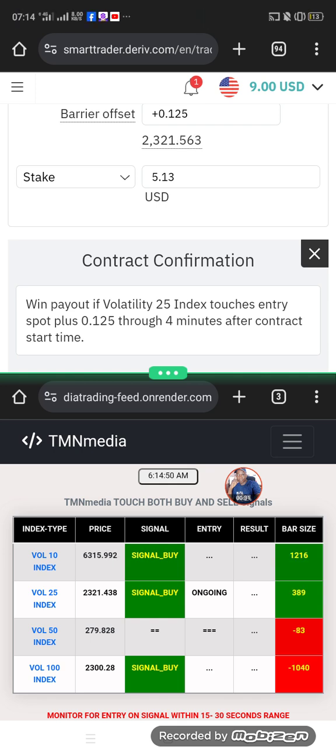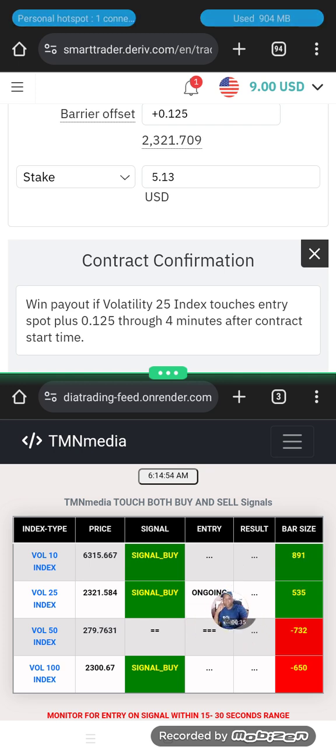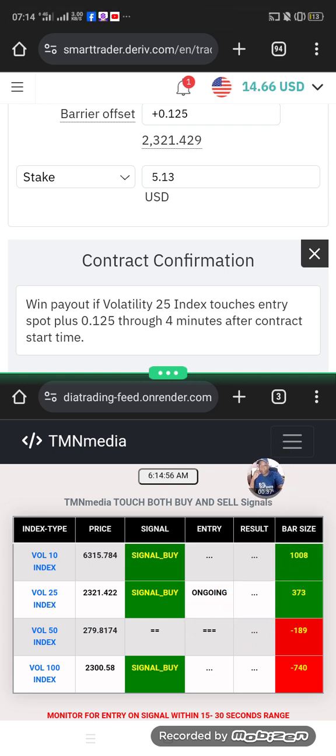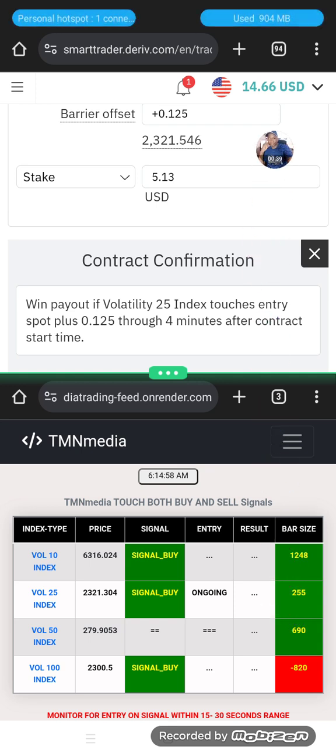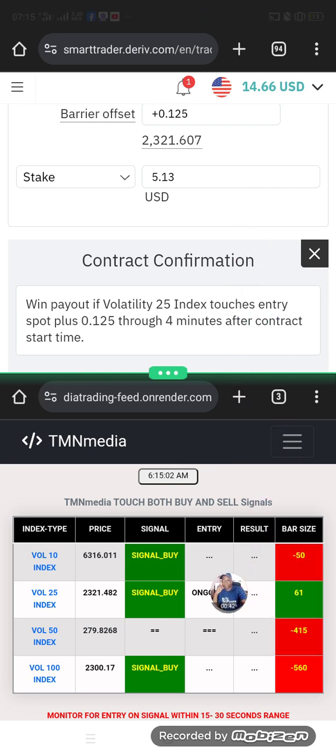So there is an entry on 25. This is 25. I should have won the trade by now. Okay, I've already won the trade. Now, how did I know?